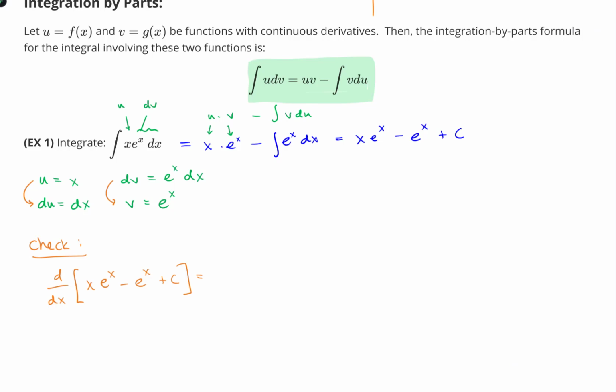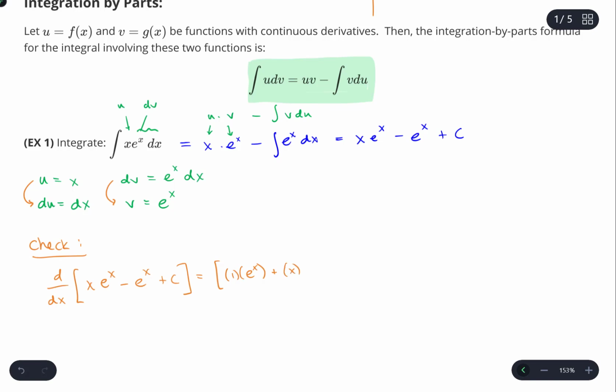And if I differentiate the first term, I would need to use the product rule on it. So that first term would differentiate as the derivative of the first, so the derivative of x is 1, times the second, plus the first times the derivative of the second, and then that's the derivative of this first term. The derivative of the second term is just minus e to the x. The derivative of a constant c is 0, so this is what we have so far.